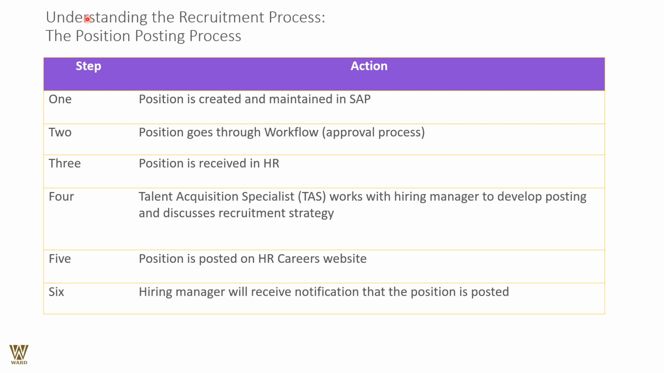Again, there are six steps. First, we need to create the position. Second, we need to get it approved. Third, it has to be understood and acknowledged by the HR department. Fourth, the strategy to acquire that talent needs to be worked out. Fifth, we need to post it and notify the general public, perhaps through a career website. Sixth is where the actual hiring starts. The hiring manager receives the notification and they get going.